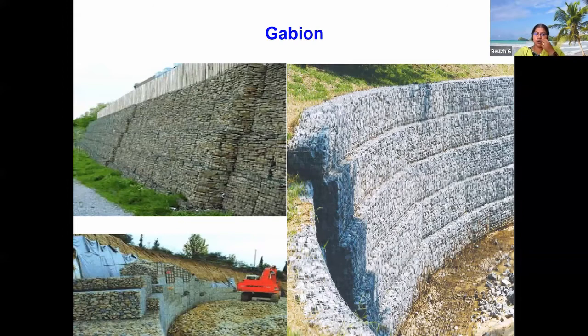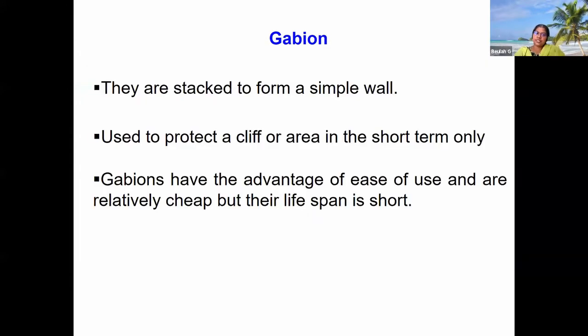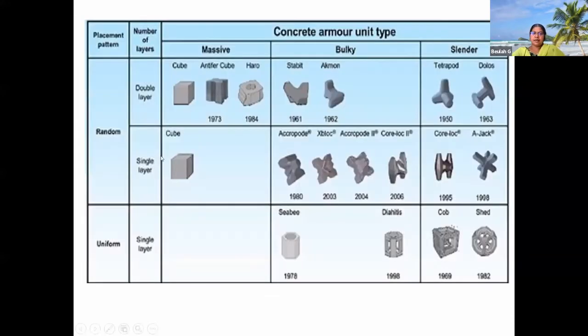They are stacked to form a simple wall and used to protect a cliff area in the short term, and they have more advantages in a short period of time. These are some examples of the concrete armor units which are used as a protective member from the ocean currents. So you have the massive, bulky, and the slender components. Previously, we were using shapes like these, and nowadays we use very slender ones.